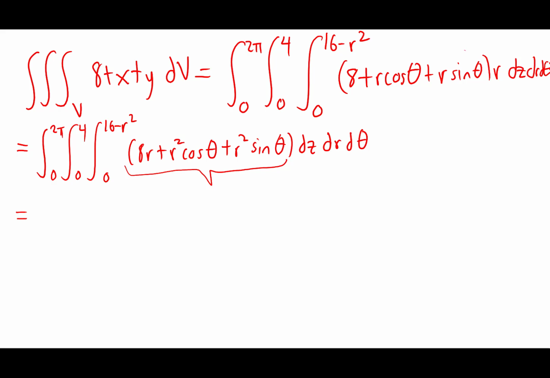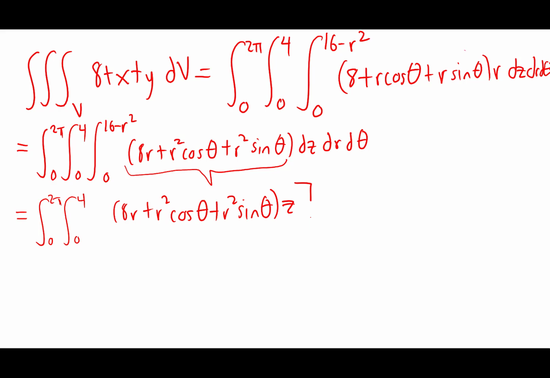Okay, this is equal to integral 2 pi, 0, integral 0, 4. All right, so we're going to get 8r plus r squared cosine of theta plus r squared sine of theta times z, evaluated at 16 minus r squared and 0. Okay. Oops, and let's not forget the other differentials, dr, d theta.